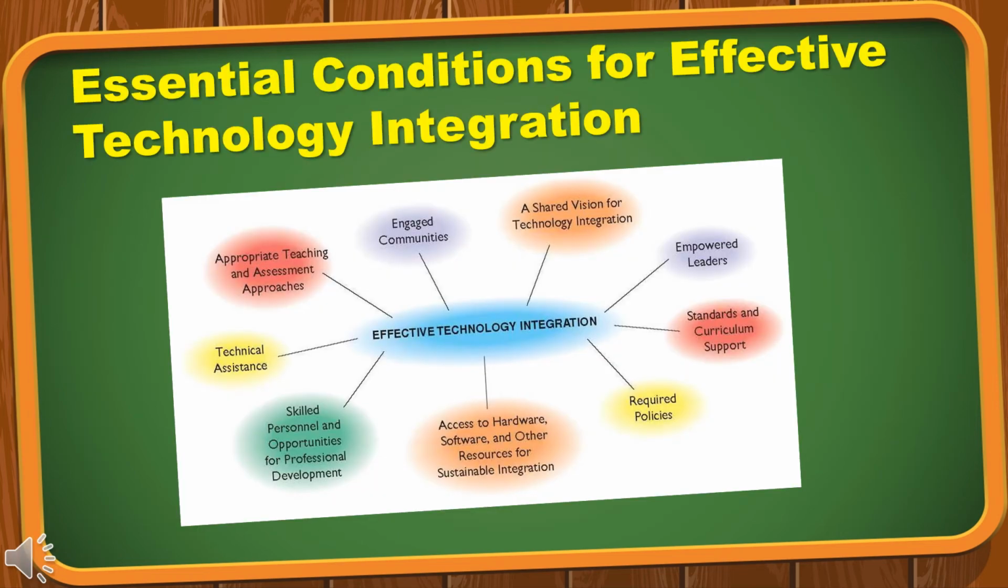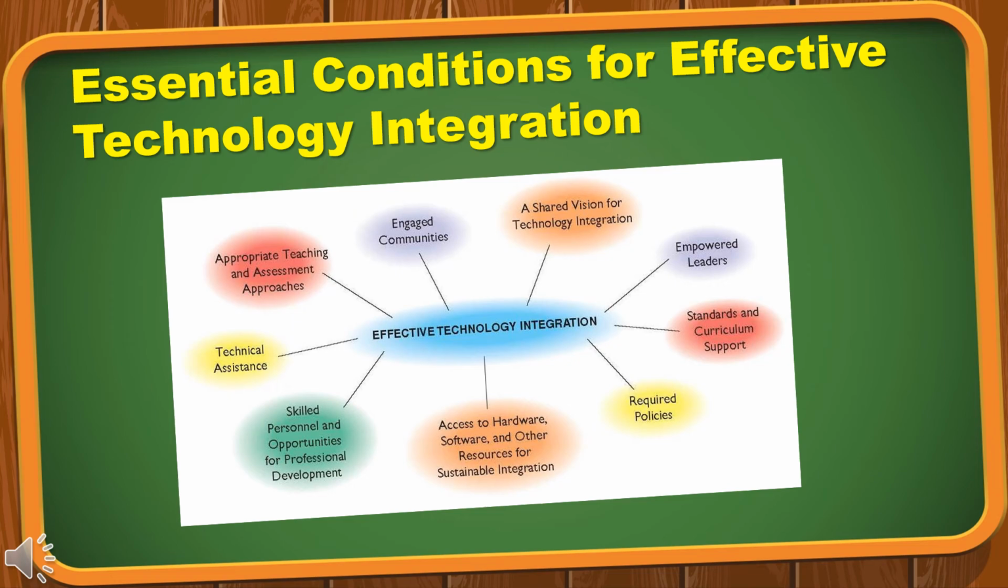So we are now here in essential conditions for effective technology integration. These are the conditions for effective technology integration. First, we have engaged communities. Second, a shared vision for technology integration. Third, empowered leaders. Fourth, standards and curriculum support.